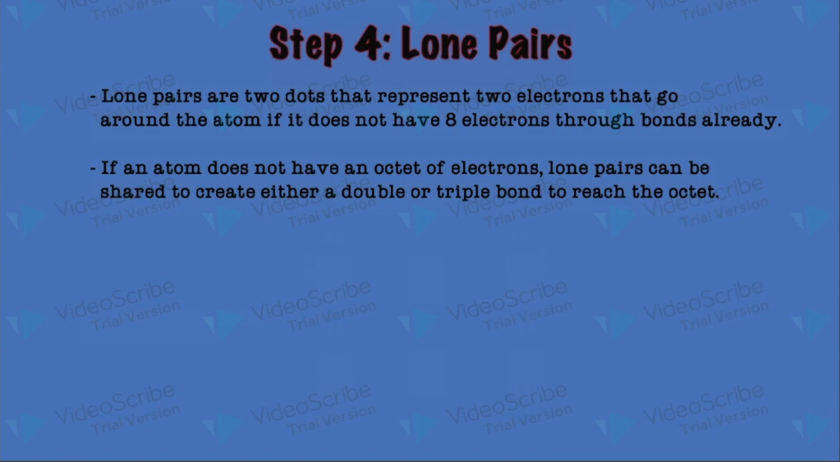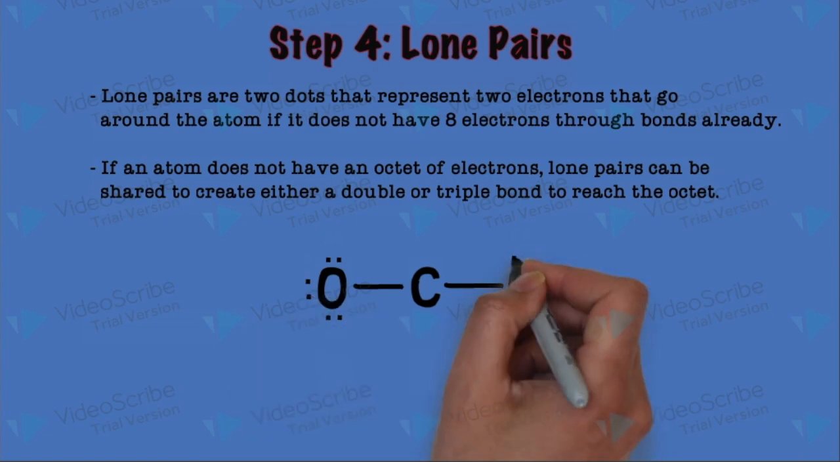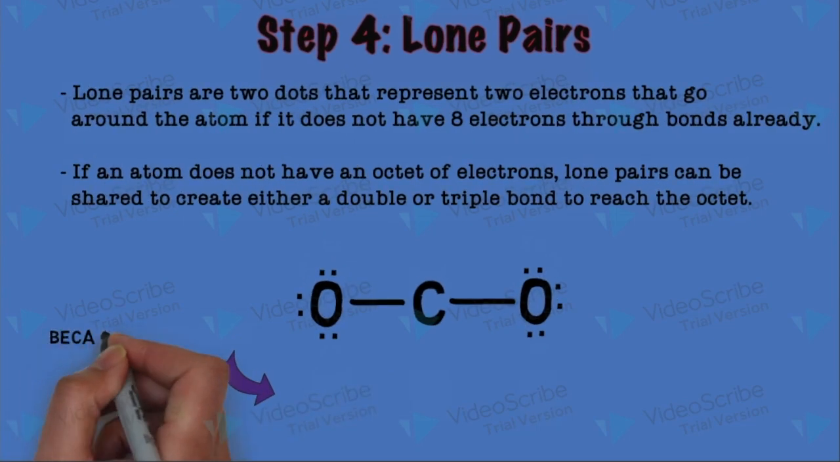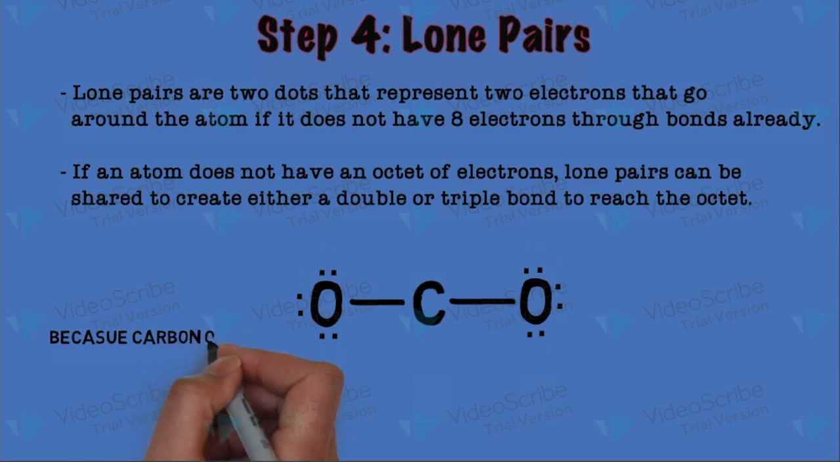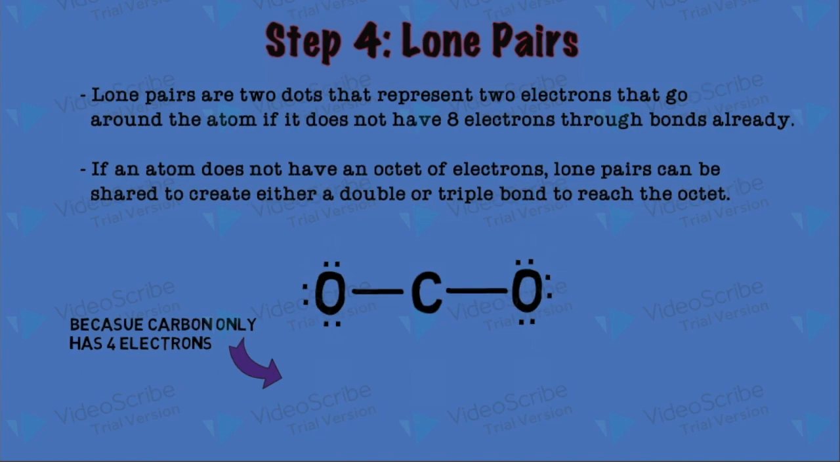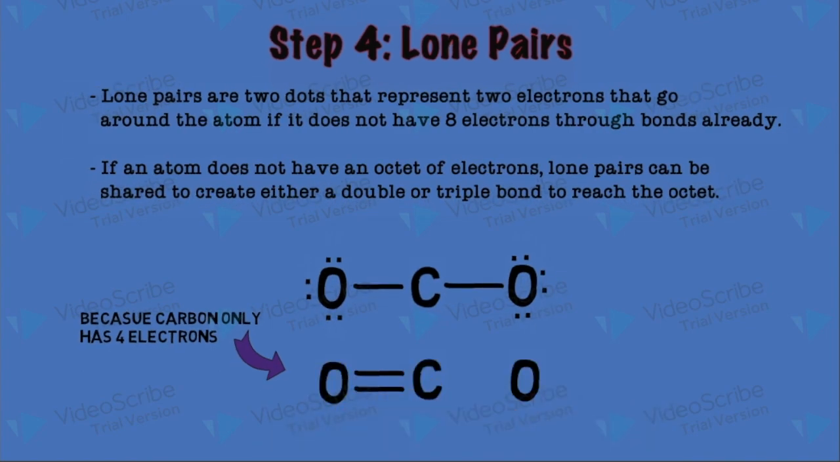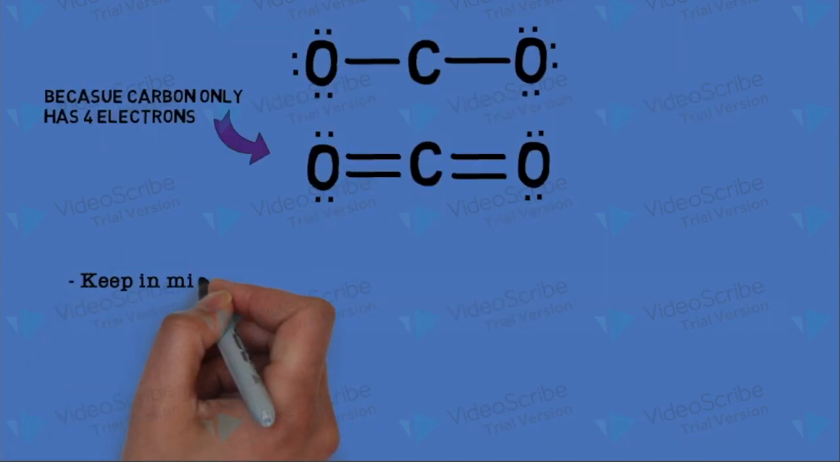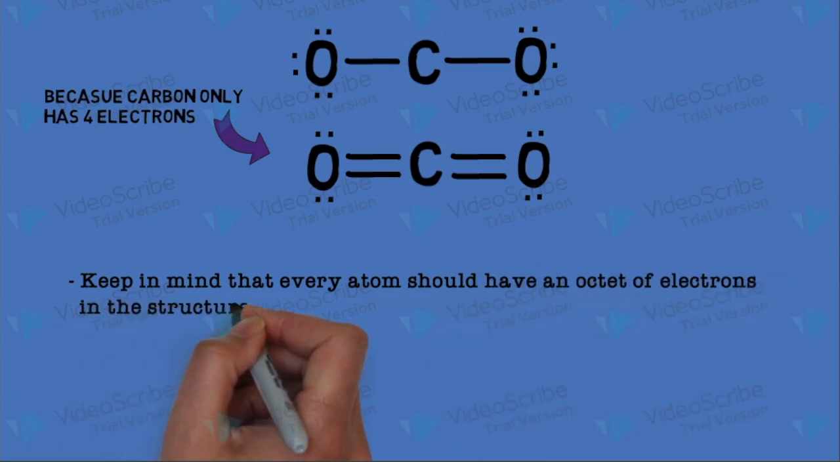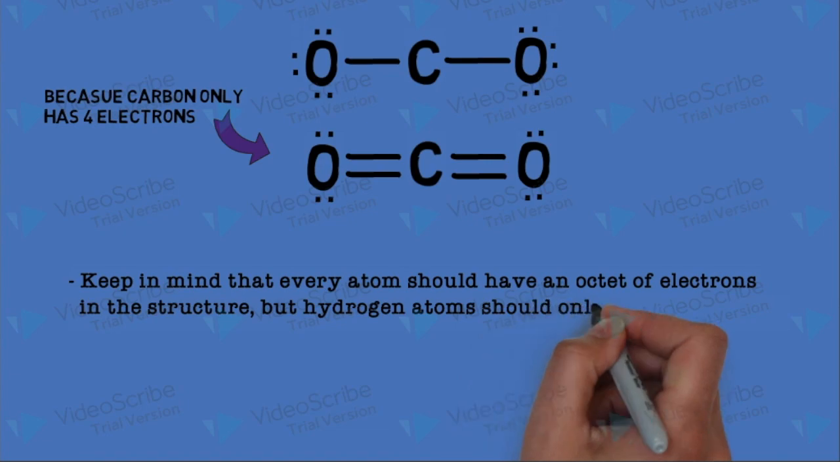So now we can use carbon dioxide as an example again. We're drawing the skeleton structure. And here dots are being used, 6 dots on each so that the oxygens can reach the octet. However, in this case, the carbon only has 4 valence electrons and not 8. So it does not have the octet of electrons that we are looking for. In order to make this octet of electrons for the carbon, a lone pair from each oxygen can be shared to create a double bond. And now both the oxygens and the carbon have the octet of electrons. Keep in mind that every atom should have an octet of electrons in the structure, but hydrogen atoms should only have 2 electrons.